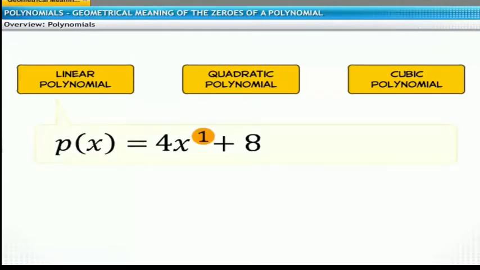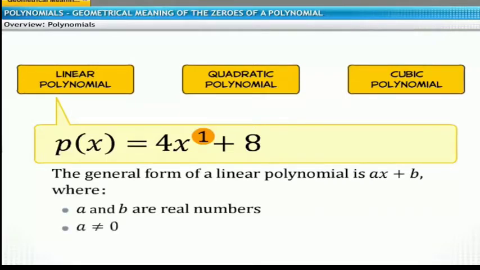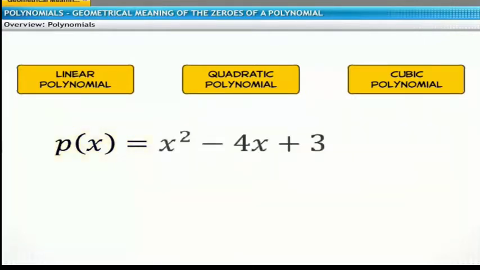Now one more example, p(x) is equal to 4x plus 8. Here the maximum power is 1, so it is a linear polynomial. And the standard form, the general form of a linear polynomial is ax plus b, where a and b are real numbers and a does not equal 0.